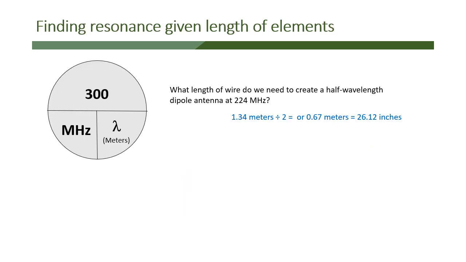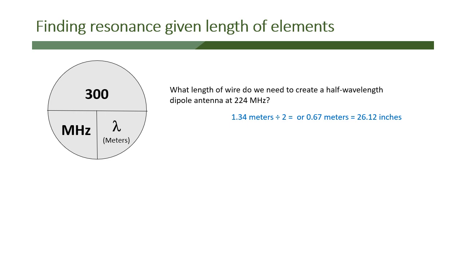So let's say we want to find the resonance given a length of elements. Remember I said that the elements, as we've talked about before, are based on the frequency. So what length of wire do we need to create a half-wave dipole at 224 megahertz? As you can see, we just use the circle here, and we can find that we get a wavelength of 1.34 meters.